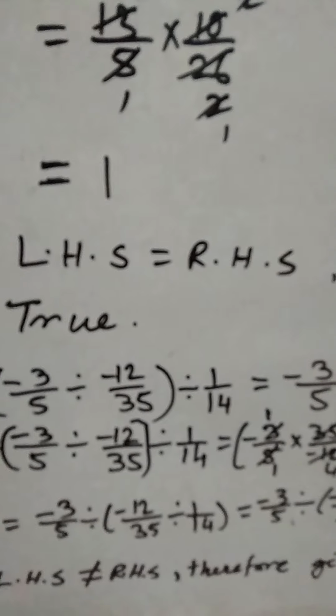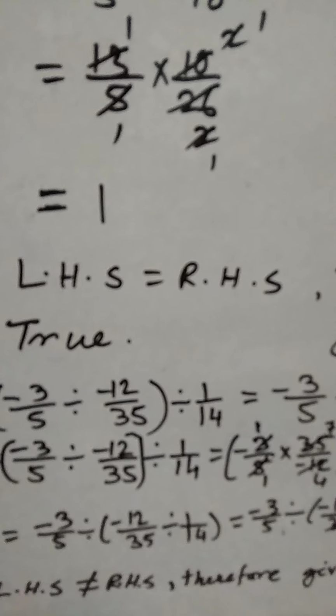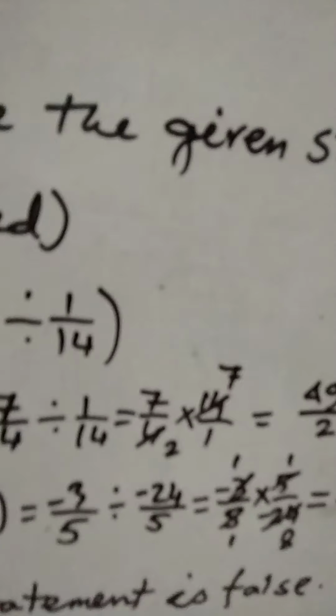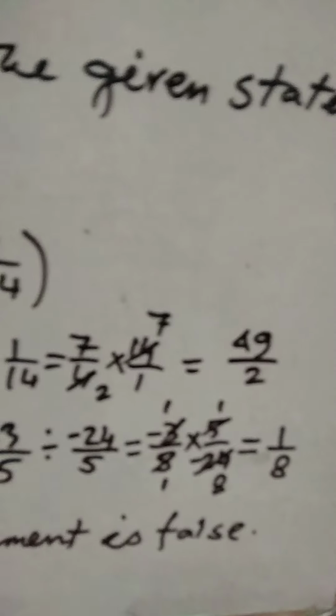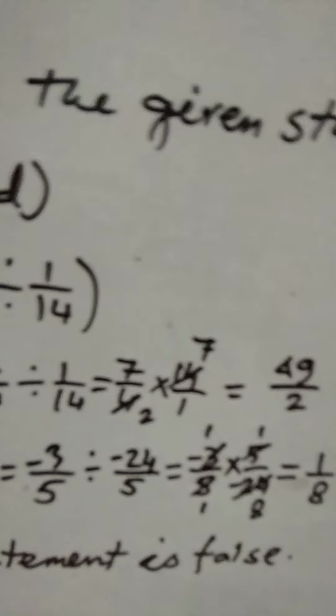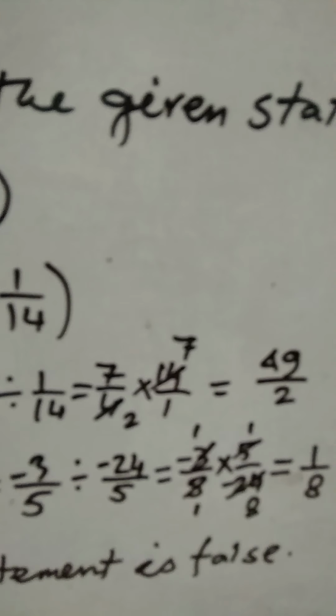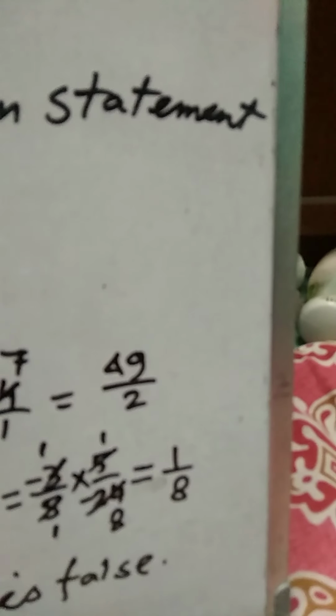Then copy the right hand side. First, calculate the portion given in the bracket. Then divide minus 3 by 5 with that result. You will get minus 24 by 5. Then divide minus 3 by 5 by minus 24 by 5. You will get the result 1 by 8.